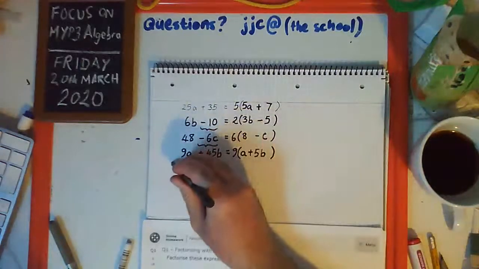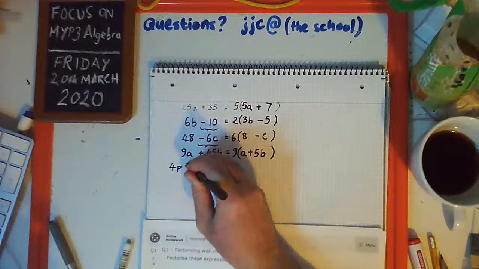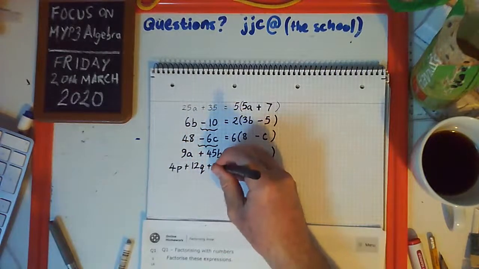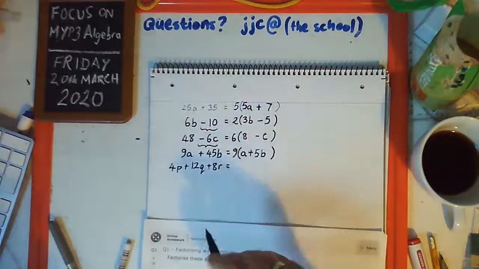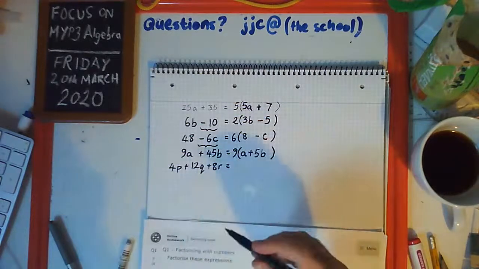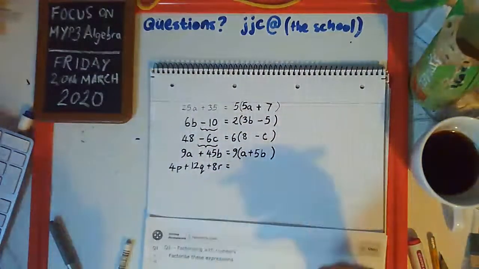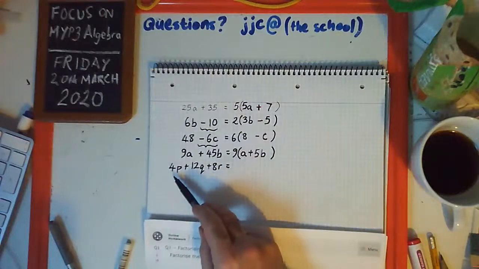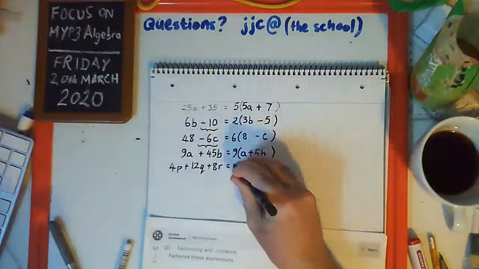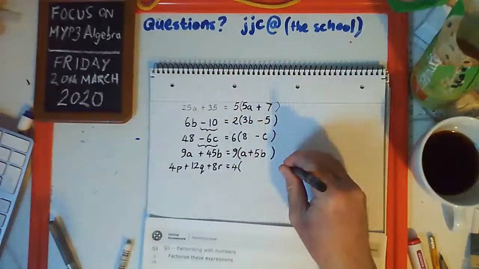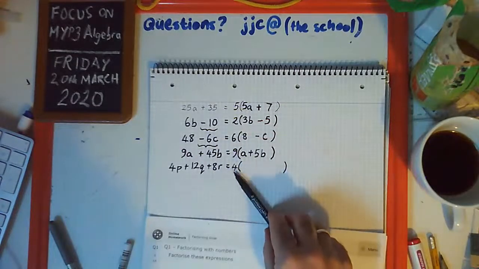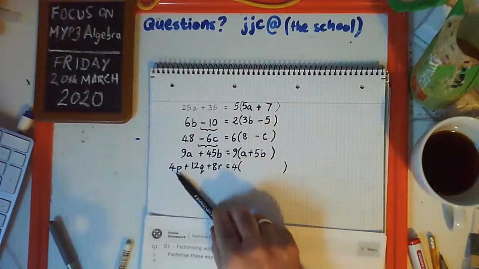Okay, the next one, 4p plus 12q plus 8r. So 4 and 12 and 8 can all be divided by 4. And that's the biggest thing that they can all be divided by. It's not going to be any bigger than 4 because the first term in this is just 4p. So a 4 is going to go outside the bracket. And then I'm asking myself the question, what do I need inside the bracket so that when I multiply it by the 4, I'll get the things on the left here.